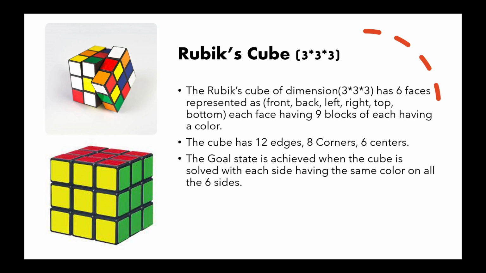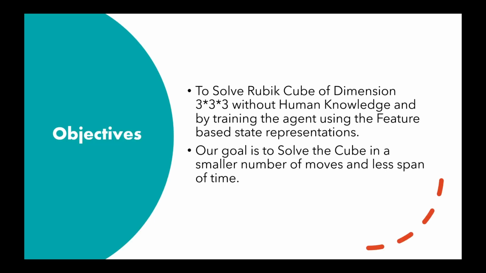To explain the cube, it has 12 edges, 8 corners and 6 centers. It has 6 faces, each having 9 blocks. It can be shuffled and the goal is to solve or arrange the cube into the state where each face is of the same color. The faces are represented as front, back, top, bottom, left and right. And the colors associated with the blocks are red, green, blue, white, yellow and orange.